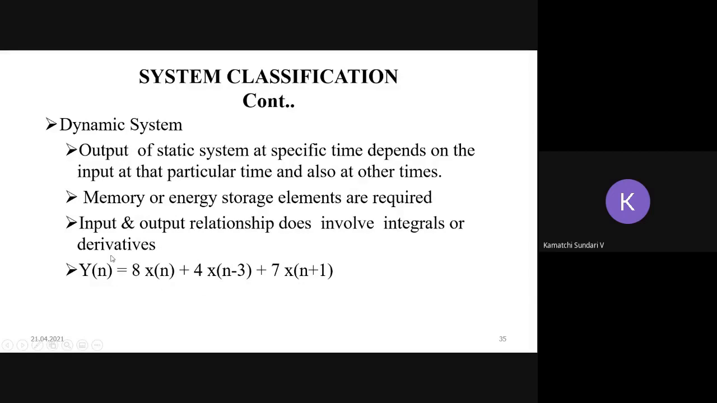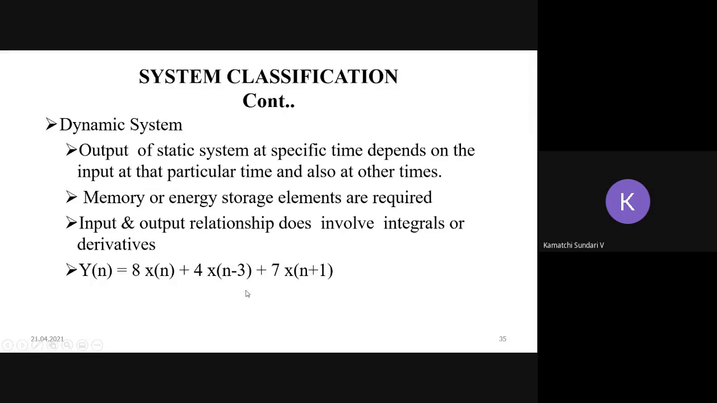So I can have my example as y of n is equal to, simply I can have 8 into x of n, or y of n is equal to 8 into x of n plus 4 into x of n minus 3, the past input signal. Or along with this combination, I can have one more future signal also, so x of n plus 1. So these are all the multipliers or weights given to the signals here.